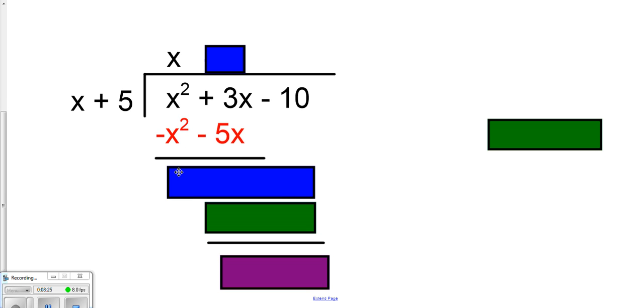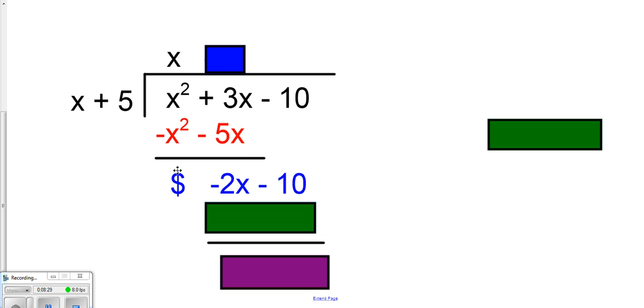x squared minus x squared. I'm just going to put a money symbol there because it cancels out. Every single time, as long as you do this correctly, this first term should cancel out. If you want to put a 0, that's okay. I wouldn't use an x because we're using the variable x. So just some symbol to say this has canceled out. Always will. Now positive 3x minus 5x will become a negative 2x. And you can't forget we need to drop down this negative 10.